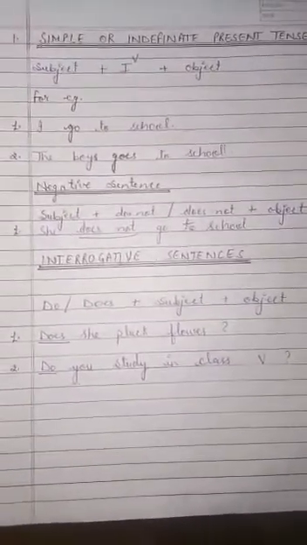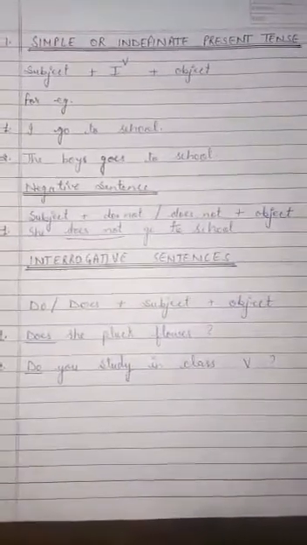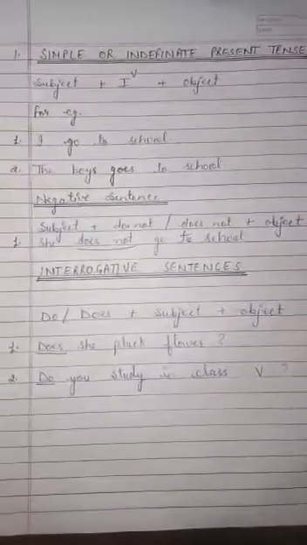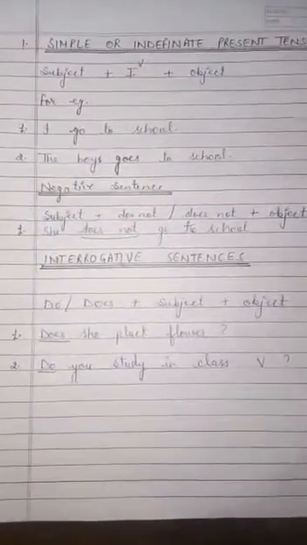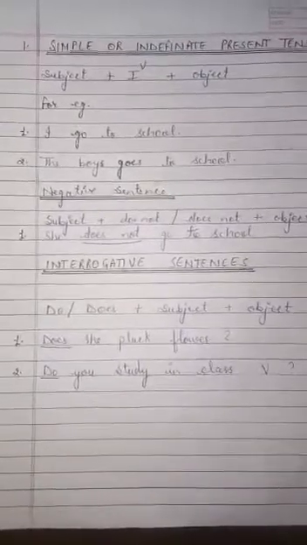Children, here I am giving you rules for making the present indefinite sentences. These are divided into three parts: simple sentences, then negative sentences, and then interrogative sentences. Firstly, the simple sentences, we use subject plus first form of the verb and then object. For example, I go to school. The boy goes to school.